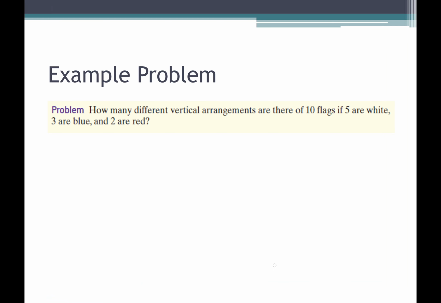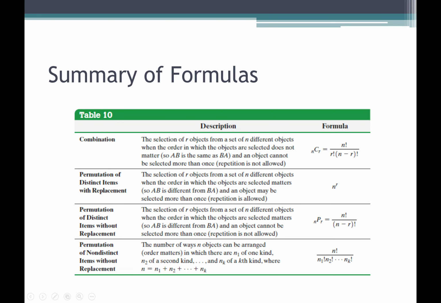Okay, so let's keep going. We've got that one solved. Just a summary of formulas. We have combination, N choose R, is obvious. These are just formulas, guys.